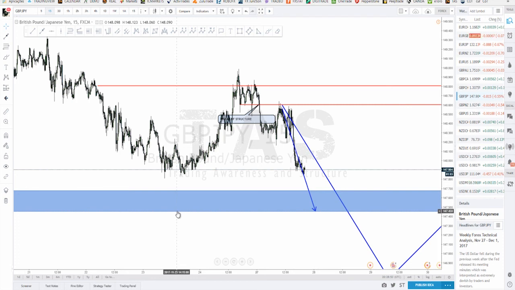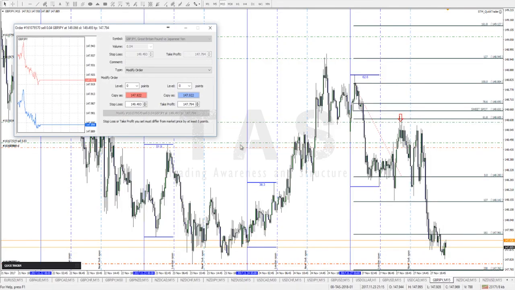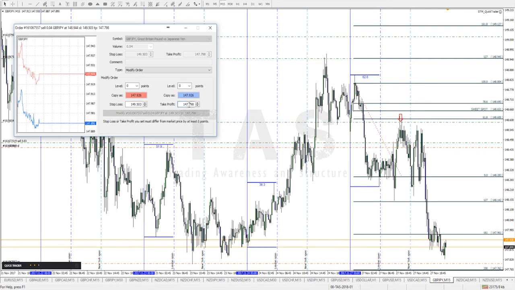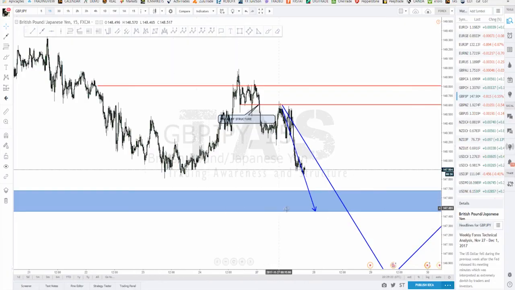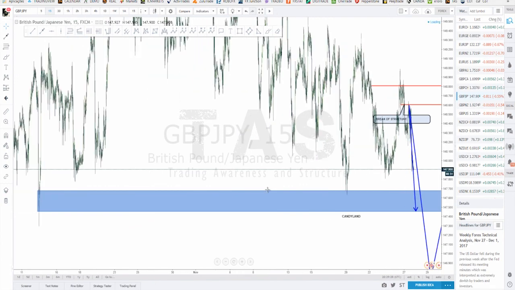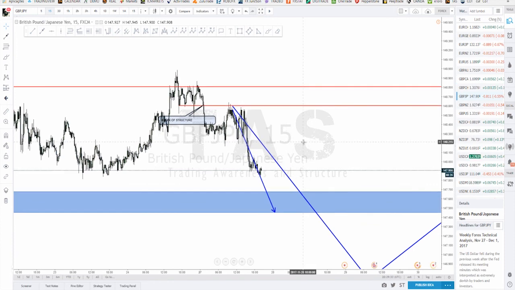Let's try and change these orders to 147.40. Or 50. Let's do 50, because it has moved quite nicely. Let's move 50, and that would take us to the bottom of this box. That's the stops I'm expecting price to take out.